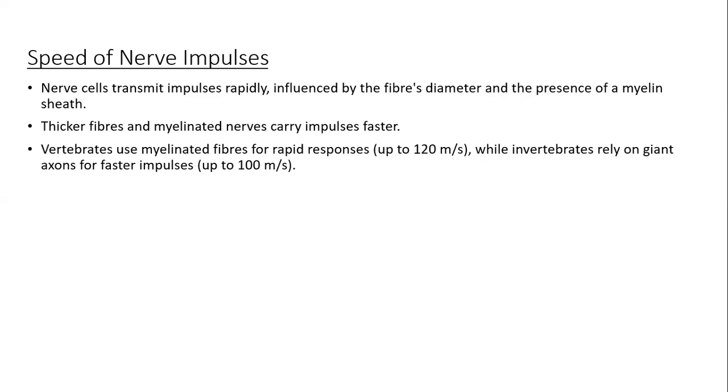Why? Because the impulse can be transmitted by jumping between the nodes of Ranvier. This conduction is known as saltatory conduction, right? That means the impulse can jump from one node to another node. So the myelin sheath is also one factor which speeds up nerve impulse transmission. The nodes of Ranvier are also very important, because the impulse jumps from one node to another, saltatory conduction. Okay, so those are the main factors which affect it.